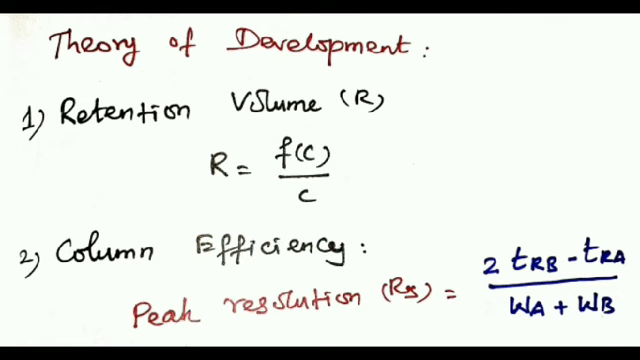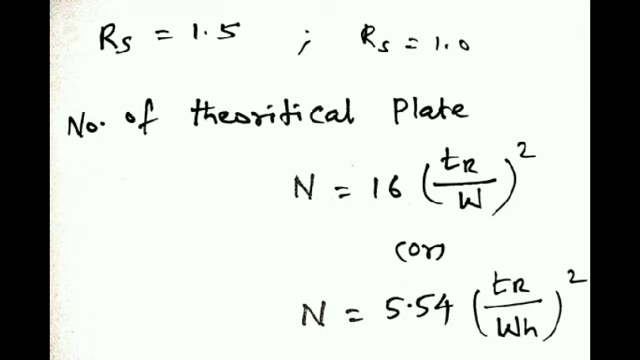Column efficiency. Peak resolution, that is RS, must be equal to 2 into (TRB minus TRA) by (WA plus WB), where TRA and TRB are the retention times of compounds A and B respectively, and WAB is the base width. RS equal to 1.5 means separation is 99.7% complete. If the RS value is equal to 1, the separation is 98% complete.